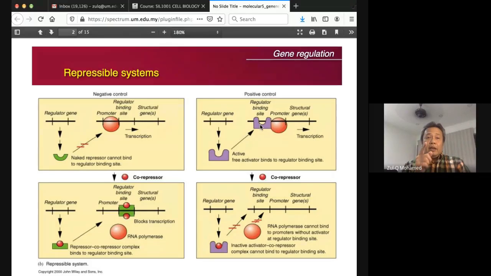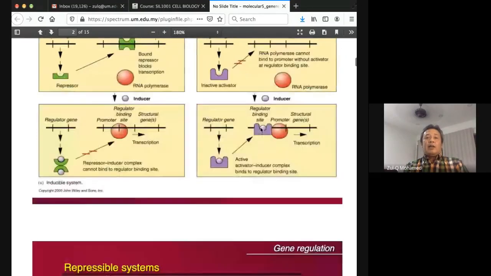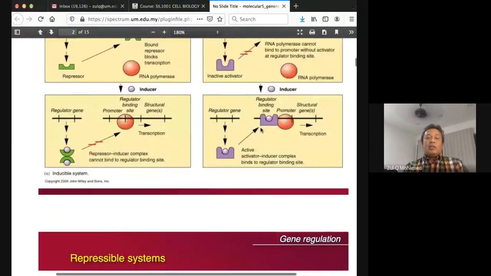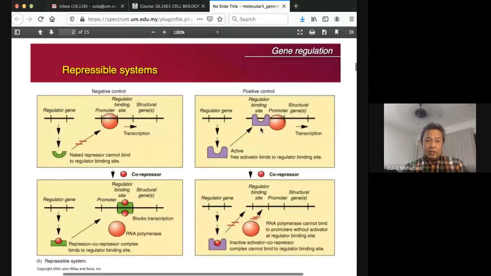So in a repressible system, if you remove the protein that is giving it a positive effect, then it will switch off. Also in a repressible system, if you add a brake, then it will switch off. So again, the outcome of inducible is switching on, the outcome of repressible is switching off. All right.